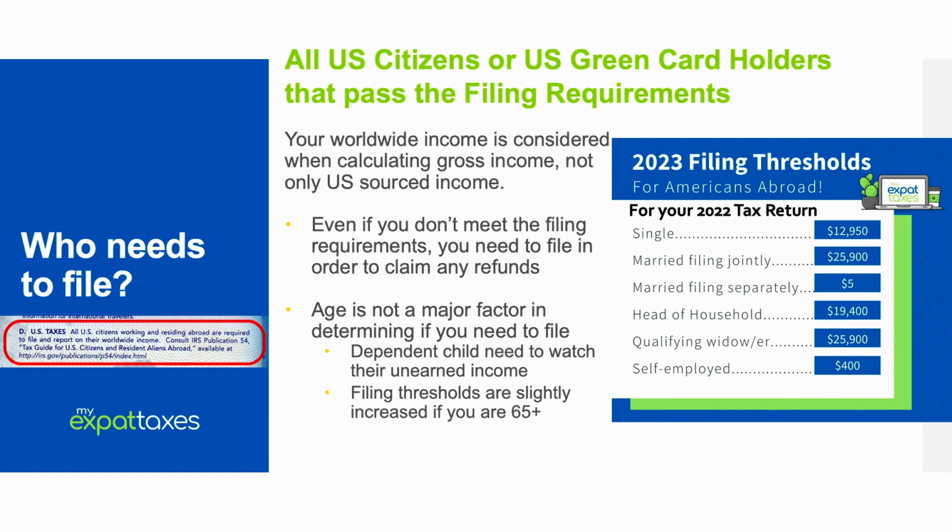Age is not a major factor in filing. If you have children, you do have to watch out if they have unearned income. Obviously, the filing thresholds stick. So if they're 6 years old and they're making bank, kudos to you, first off, but they have to file a tax return. Doesn't matter. If they're 21, they do not make that much money. They might not have to file a tax return. So it really just depends on how much money they make.